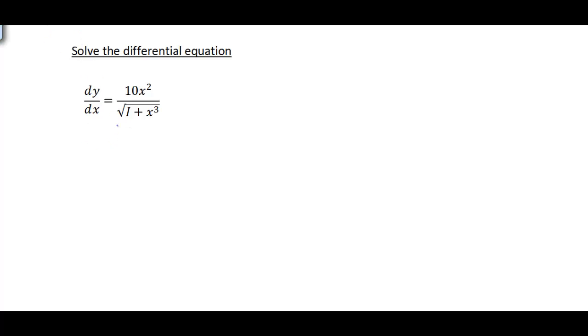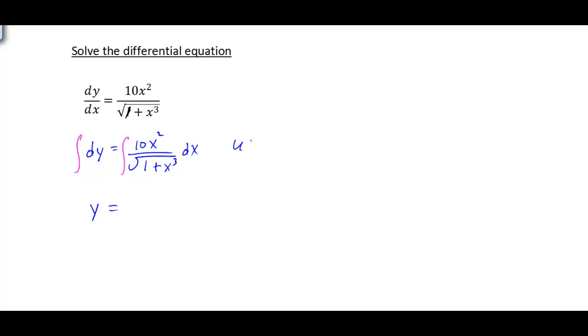So we could start out by solving this by rewriting this as dy is equal to 10x squared over the square root of 1 plus x cubed, and this here should be a 1. And if we move the dx over, we could write it this way. That's kind of our alternate way of writing this. And now we could simply integrate both sides. And of course, if we integrate dy, that's going to simply be y. So now, how are we going to integrate 10x squared over the square root of 1 plus x cubed? Well, of course, we're going to use our u substitution.